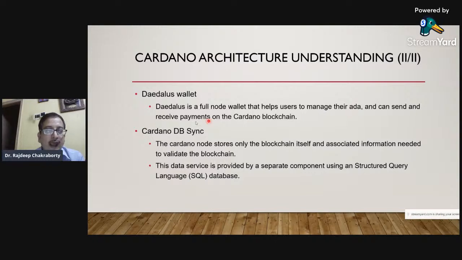Okay, and DB Sync is basically the operation with the database, and it is based on SQL. You know that. Okay, SQL. You know what is SQL.